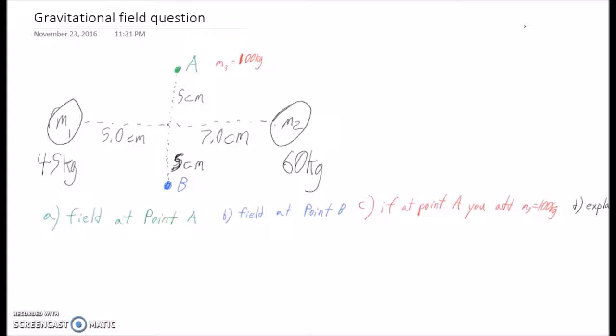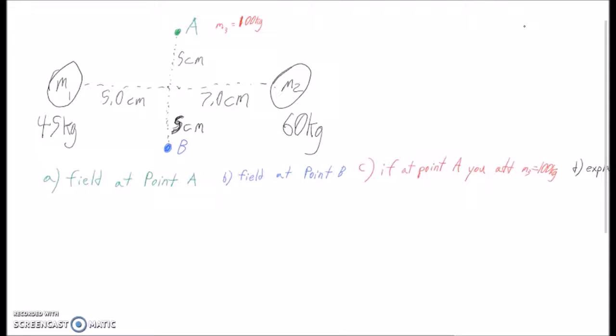So this is our diagram that we have here, and we have a mass 1 on the left, 45 kilograms, mass 2 on the right, and then we pick a point that's not quite in the middle. It says it's just slightly to the left of the middle, and you go straight up from there 5 centimeters, and that should be point A. Okay, so we made this point A, and it's asking the field strength.